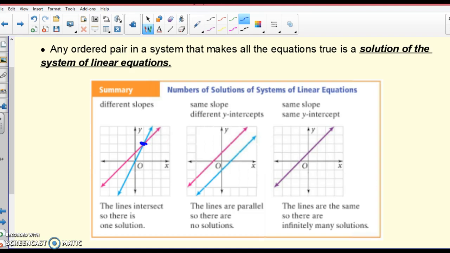And if they are in slope-intercept form, it is very easy to figure this out. Because if they have different slopes, they intersect. Same slope and different y-intercept means they're parallel. Same slope and same y-intercept means they're the same line. So if they're in slope-intercept form, it is quick to see what the solution will be. Now, you might have to actually solve them for a minute.